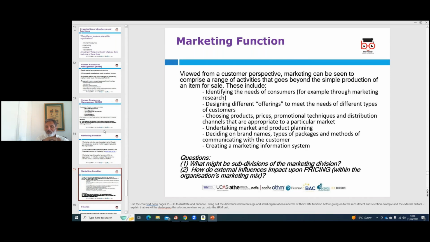Okay, so therefore you need to look at the external influences which impact upon organizations by way of pricing, for example, promoting, and other marketing mix elements. So there is an element of interaction.